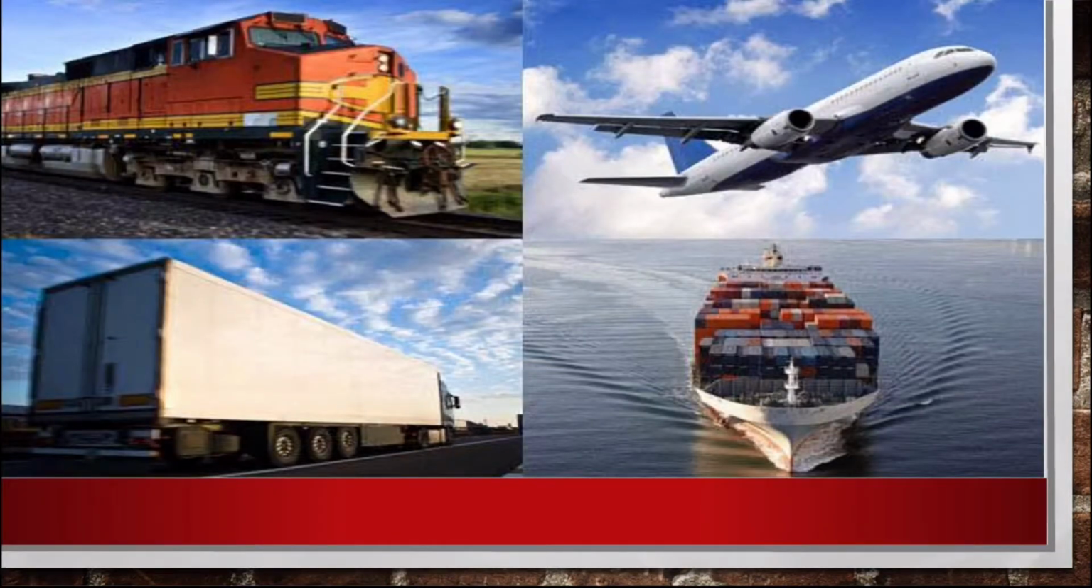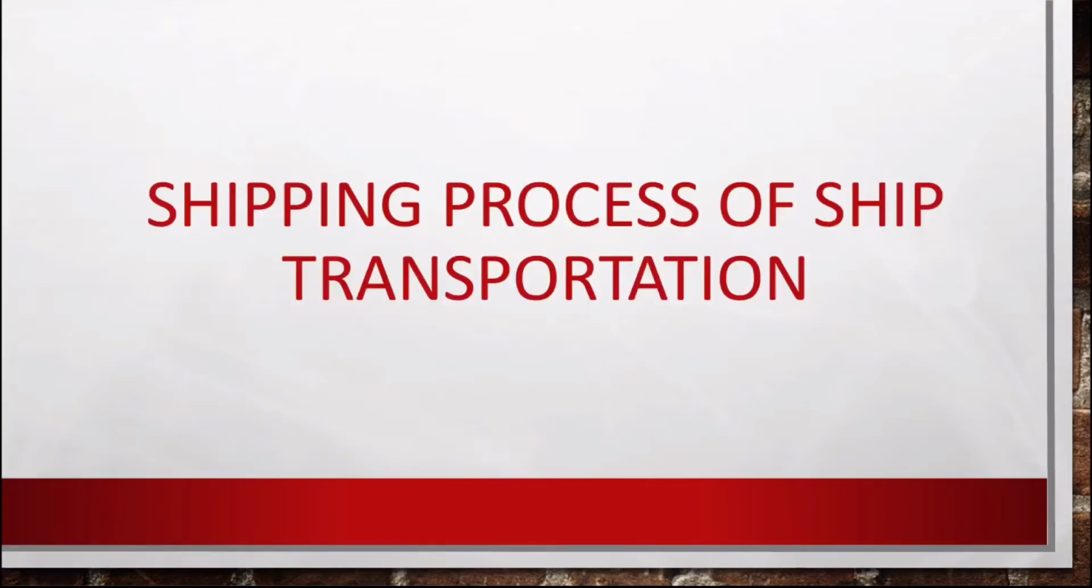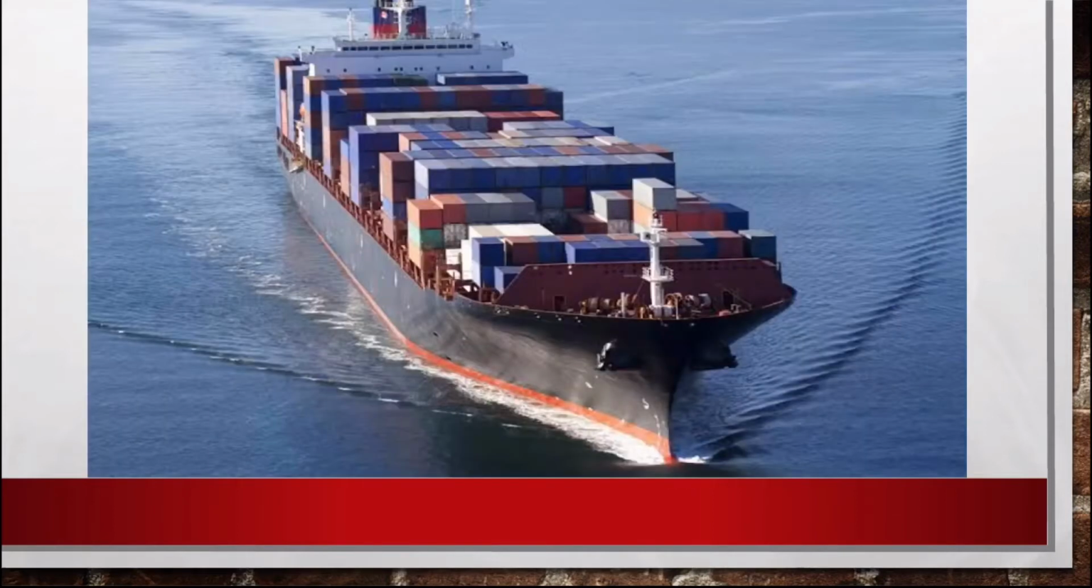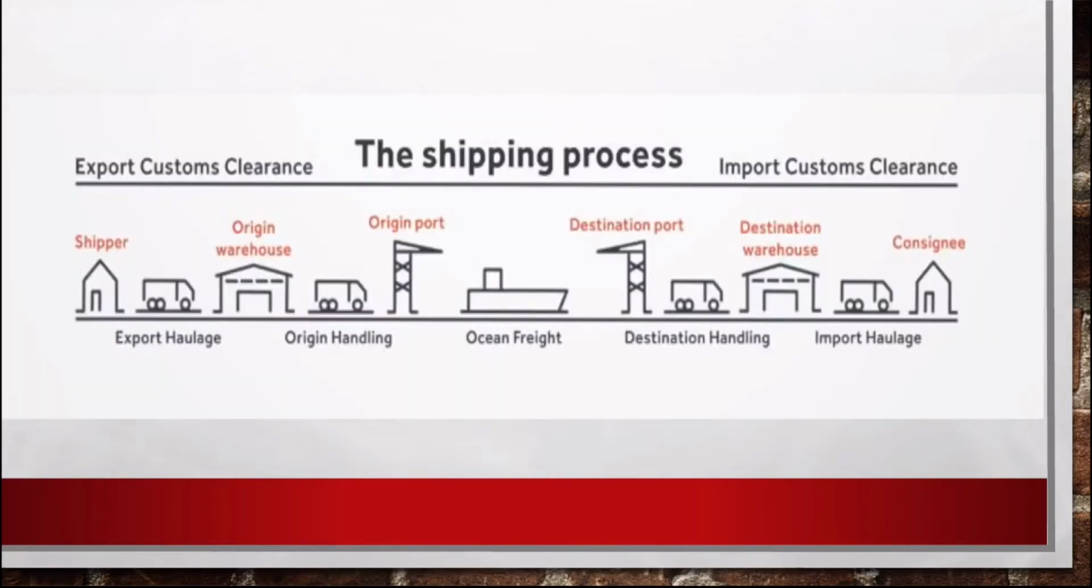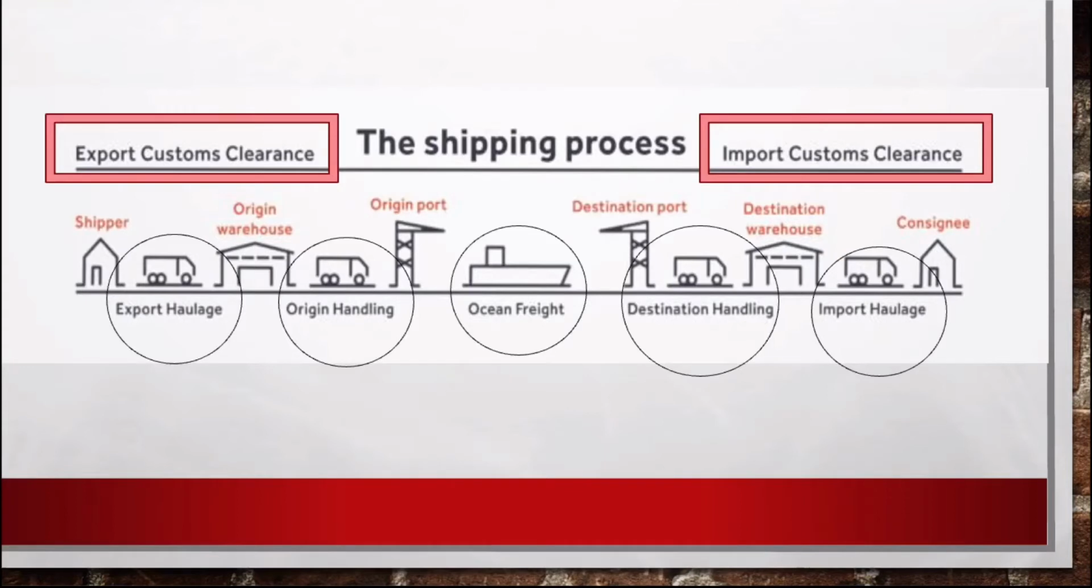There are four modes of freight transportation. The goods can be transported in bulk, by train, truck, ship, or aircraft. But for this presentation, we are going to tackle the shipping process of ship transportation. The shipping process of ship transportation has 5 physical steps and 2 documentation steps. The 5 physical steps are export haulage, origin handling, ocean freight, destination handling, and import haulage. The 2 documentation steps are export and import customs clearance.